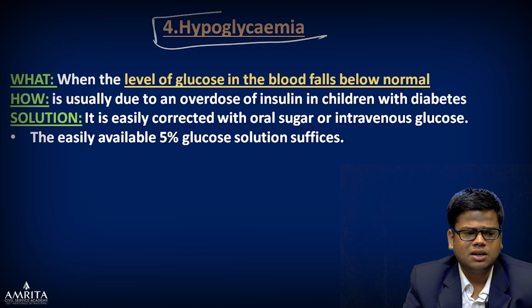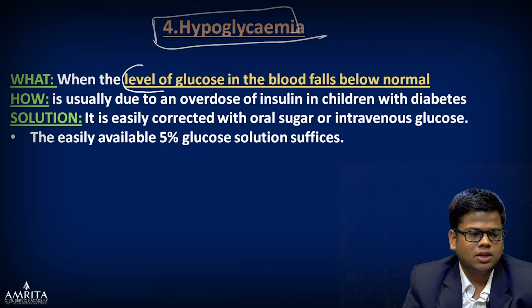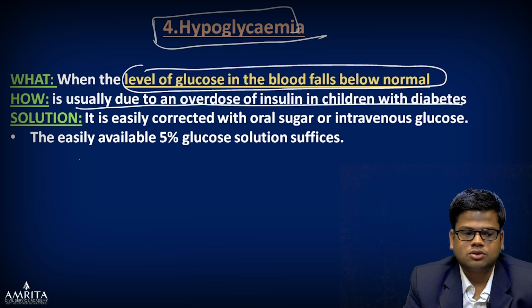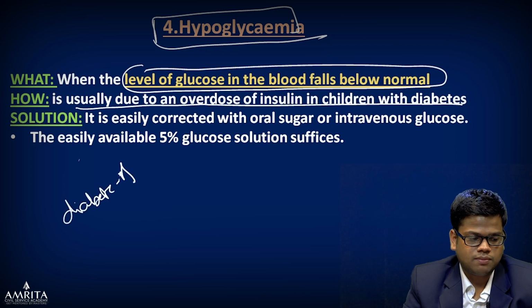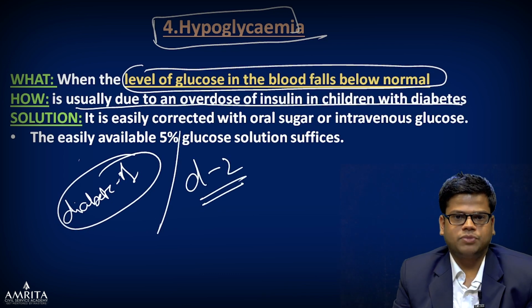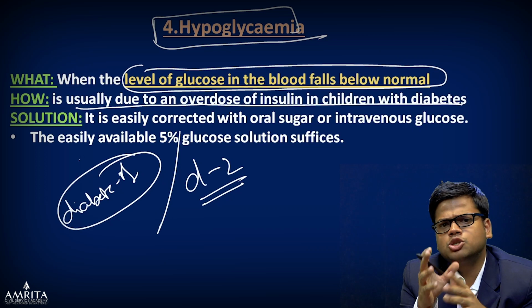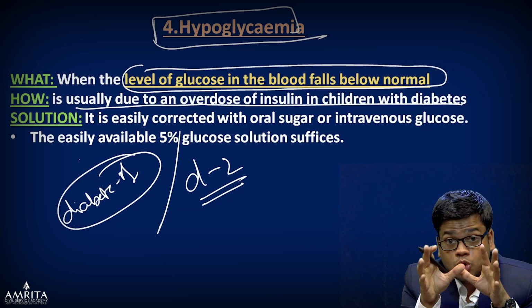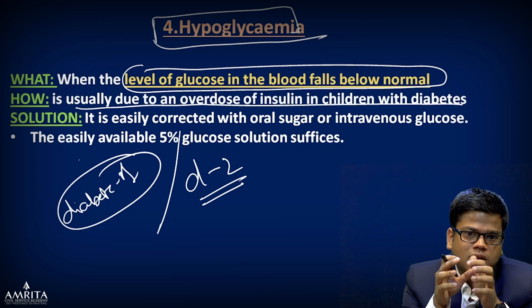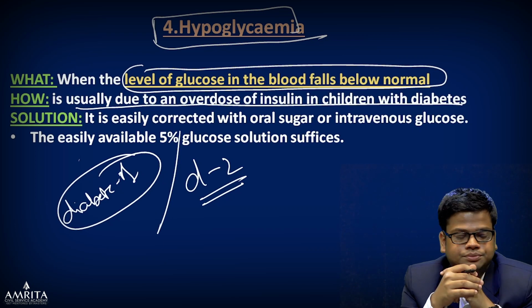Next is hypoglycemia. What is hypoglycemia? Hypoglycemia is when the level of glucose in the blood falls below normal. It is usually due to an overdose of insulin in children with diabetes. Diabetes type 1, diabetes 2 is different. Somewhere down the line we'll cover that. Diabetes 2 is the more common type of diabetes and a result of lifestyle disease.